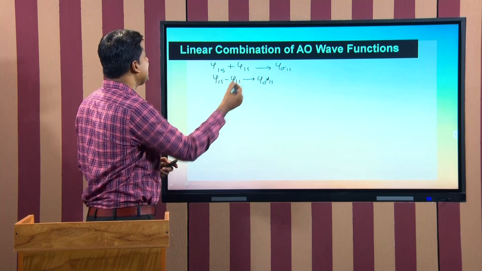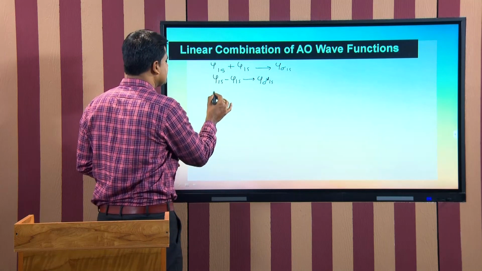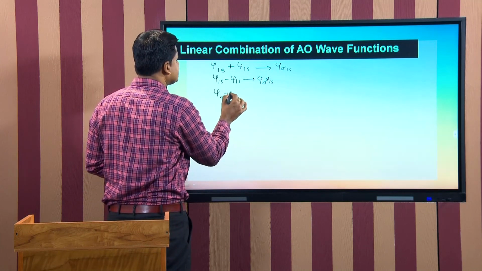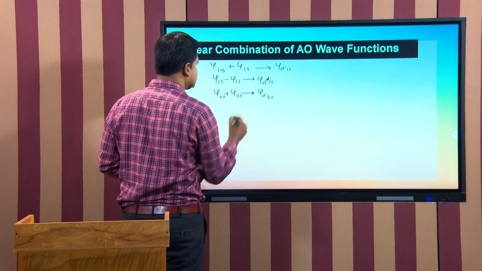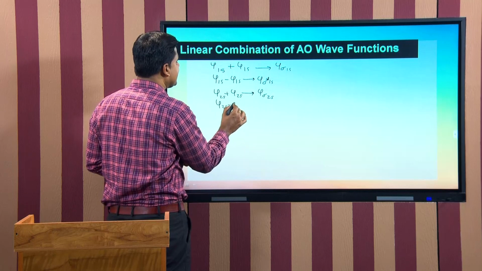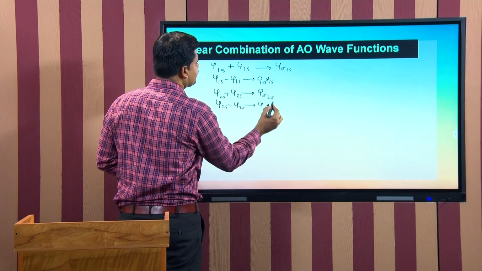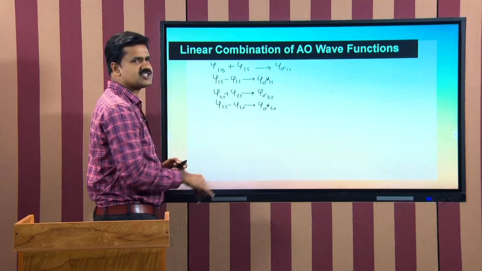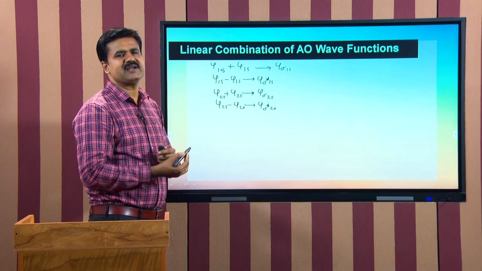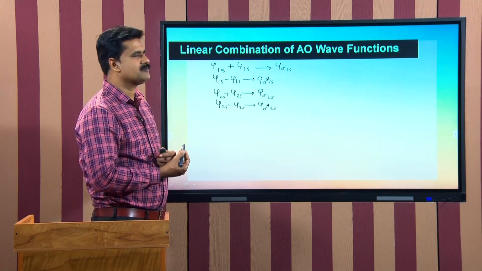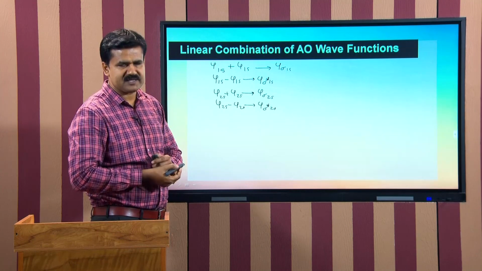In a similar way, we can also represent the linear combination of 2s orbital wave functions like this. Psi of 2s plus psi of 2s, this is linear addition combination, gives psi of sigma 2s. Psi of 2s minus psi of 2s gives psi of sigma star 2s. This is addition and subtraction combination respectively. We can also consider the linear combination of 2p atomic orbitals. 2p atomic orbitals are 3 in number, namely 2px, 2py and 2pz.